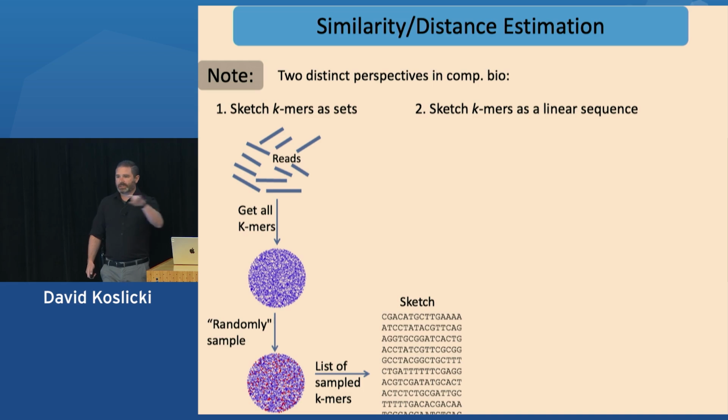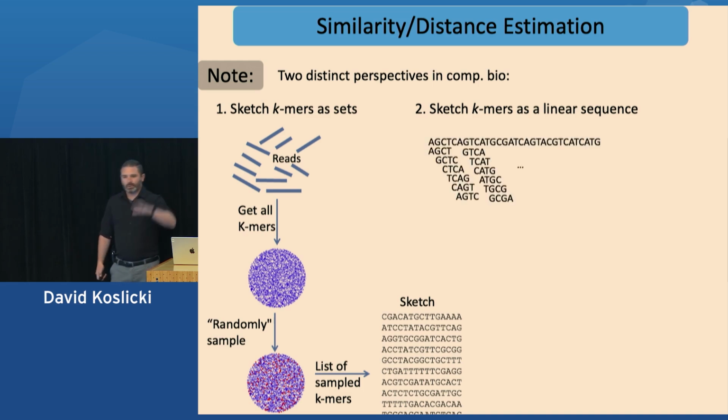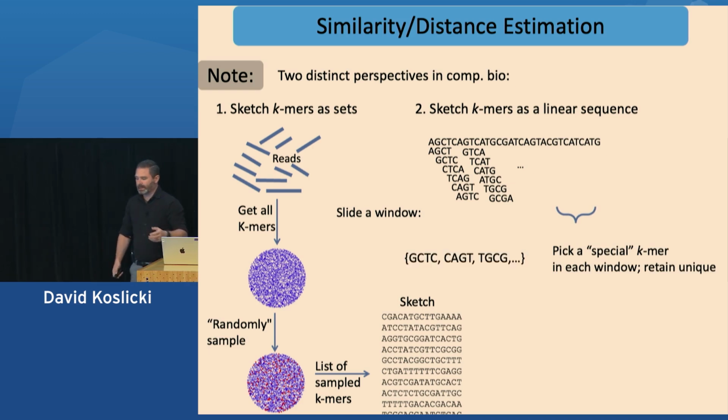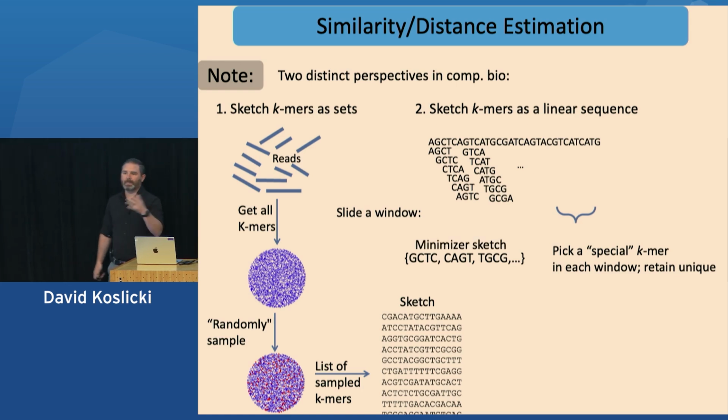In contrast, sketching k-mers as a linear sequence, you have your read or your genome or whatever, and you look at all these k-mers here, and you take a sliding window. And you take this window and you move it across your sequence, and in there you select some special k-mers. Special k-mers that are either lexicographically small or small according to some hash function. And then these special k-mers become your minimizer sketch.